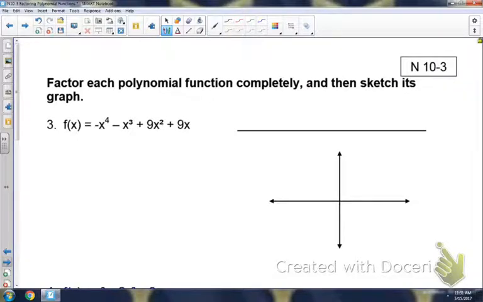Now, when you're factoring, if the very first term is negative, you need to take a negative out with your GCF. So I'm going to take a negative x out. Don't forget that. First term's negative, take a negative out. So I'm dividing each one by negative x. So I would be left with x cubed plus x squared minus 9x minus 9.